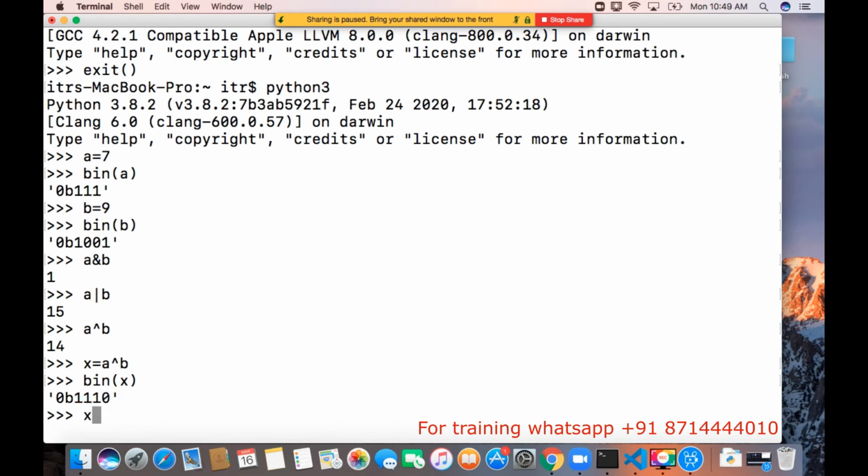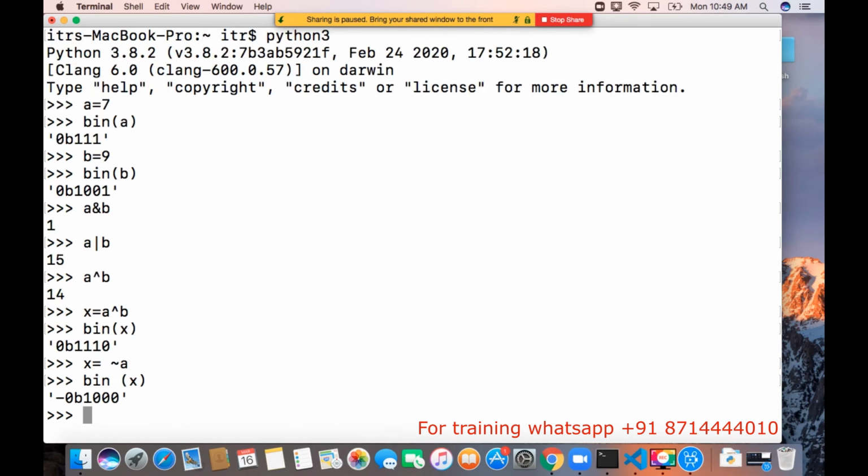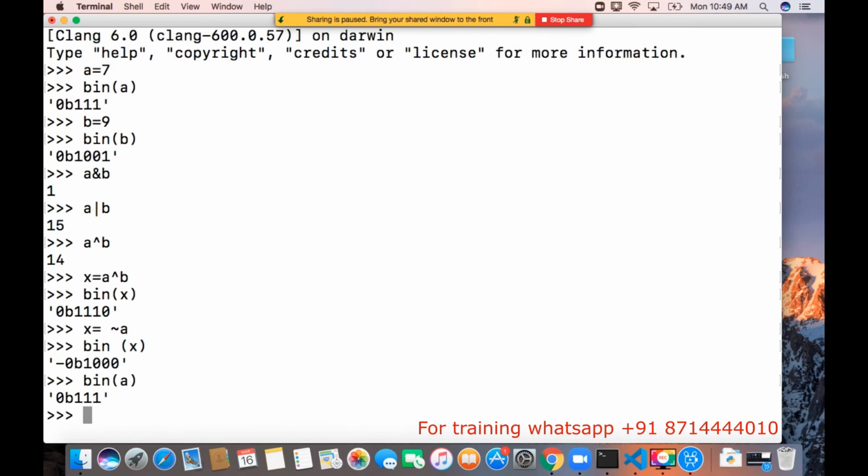Now these are AND, OR, XOR. Now X equal to not A, then bin(X). Here bin(A) was 0 0 1, so it got converted to 1 0 0 as the value, right? It is negating the values.